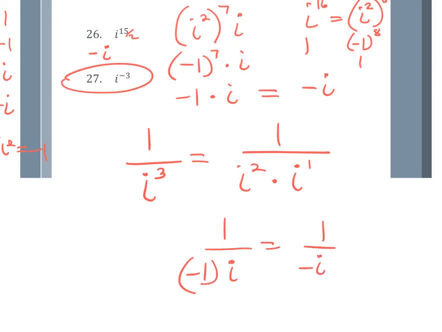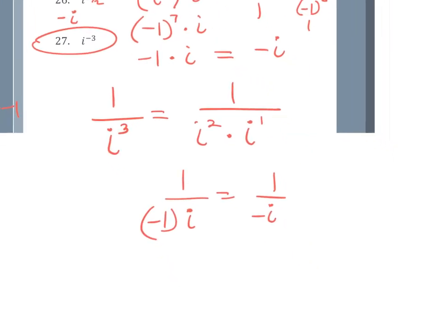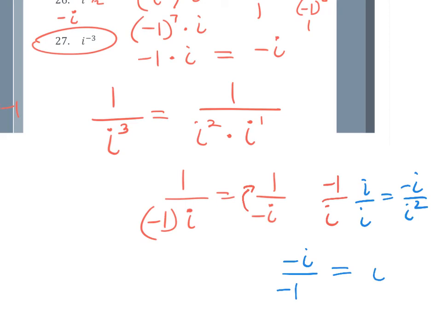I can't leave an i in the bottom, so I have to rationalize. So I'm going to actually move this negative sign to the top, and now I'll rationalize. i over i gives me -i over i squared. Again, i squared equals -1. So -i divided by -1 is now positive i. So these simple little problems really turn pretty intense.